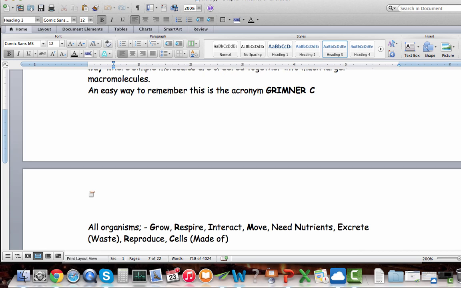All organisms grow, G is for grow. All organisms respire, R is for respire. All organisms interact, I is for interact. All organisms move, M is for move. All organisms need nutrients, N is for nutrients. All organisms excrete waste, E is for excrete. They reproduce, R is for reproduce. And all organisms are made of cells, C is for cells.